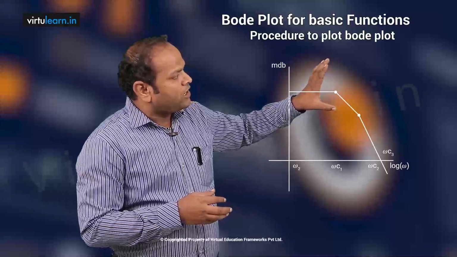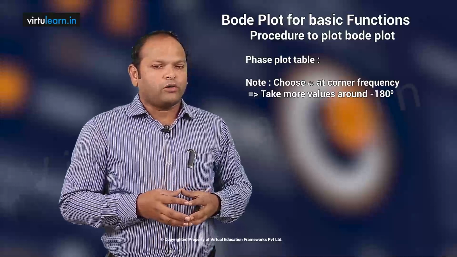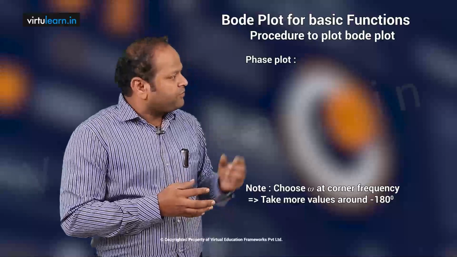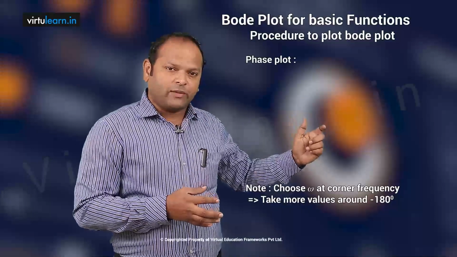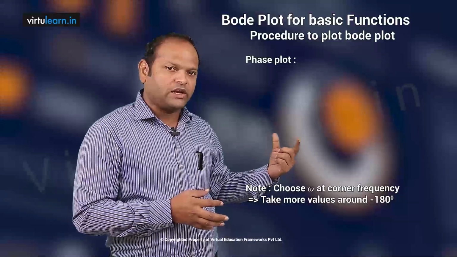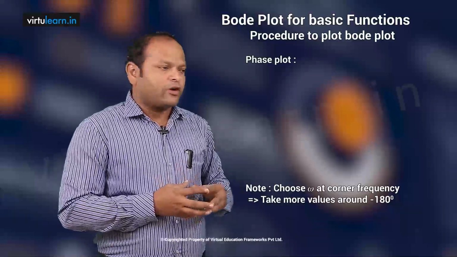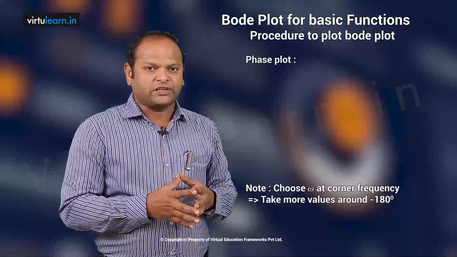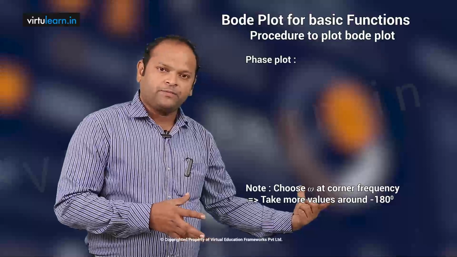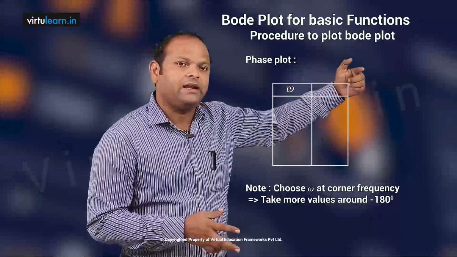Once the magnitude plot is available, the next step is the phase plot. What are the steps to be followed? In this case, we have a single step, because once G H of s is available, we can write s equal to j omega, that is G H of j omega, the sinusoidal transfer function. Then you write down the phase angle expression for all the terms. Then you prepare the table. This table consists of omega and the corresponding phase angle in degrees.